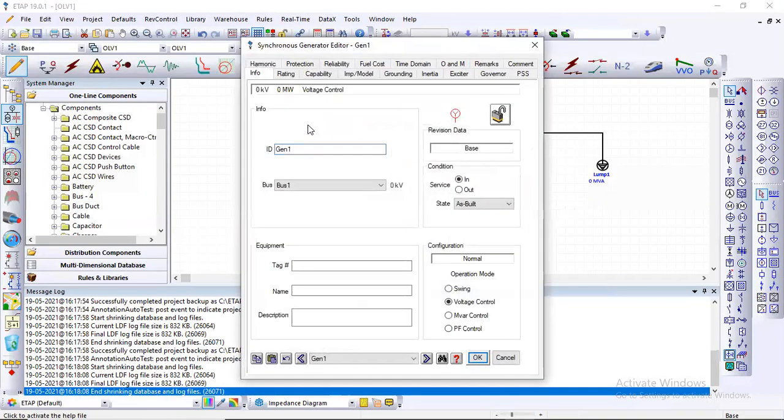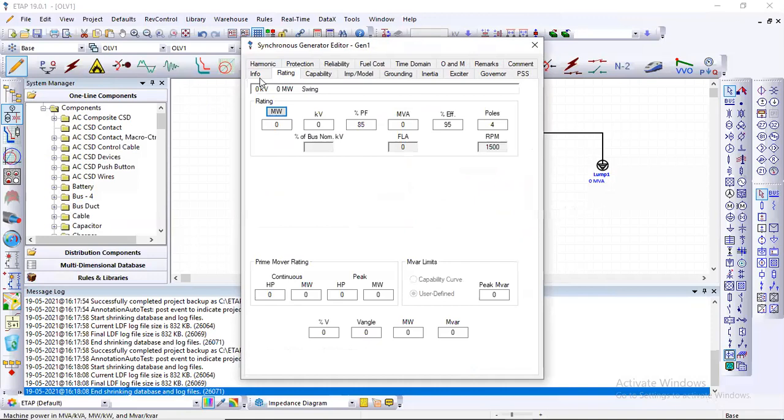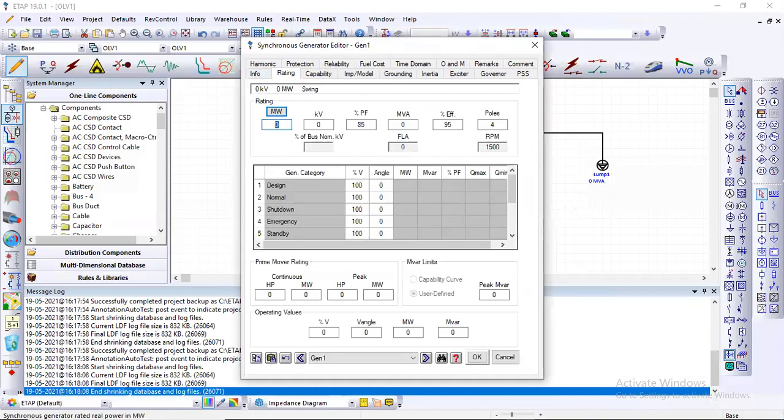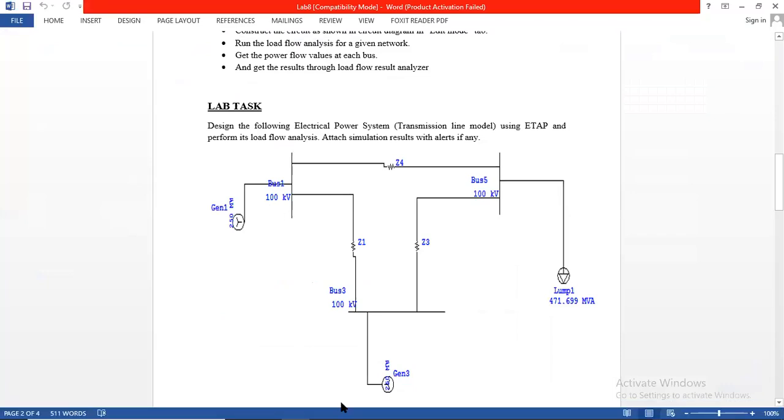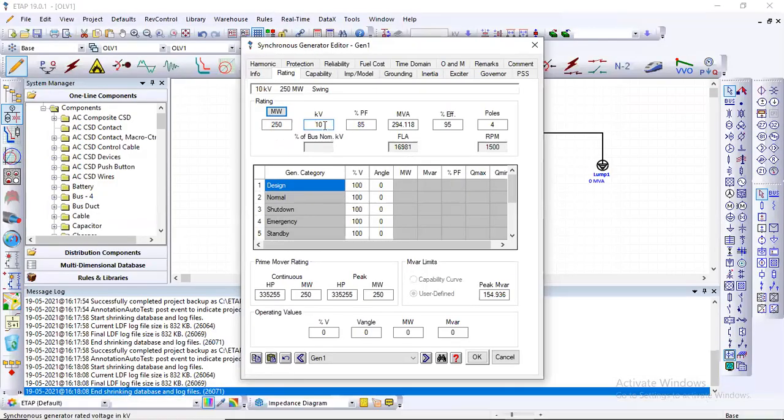By double clicking the option, you need to first select the swing and provide the rating at the rating option. Here you need to place the generator megawatt, that is 250. The kV, I think 10 kV. So we need to confirm, 100 kV, sorry. So 100 kV, and the nominal, and all the things are fine.